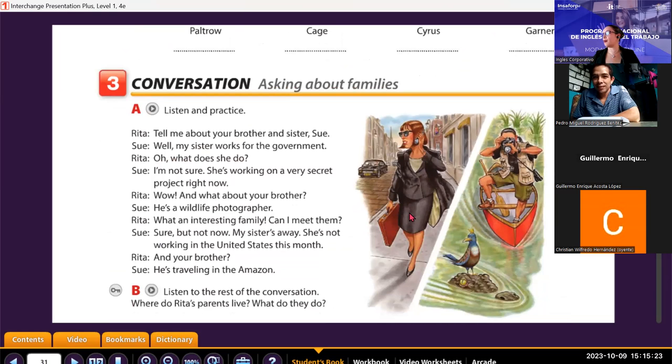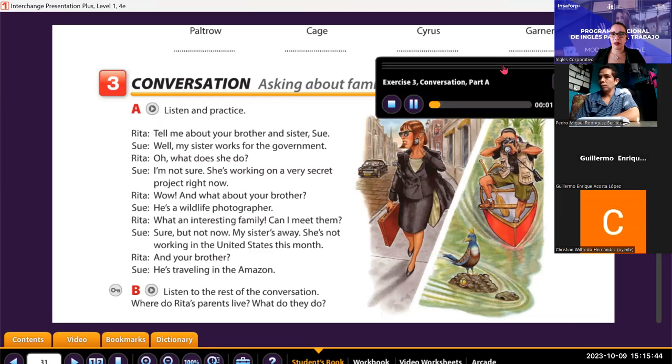We continue talking about families. And in this case, it's a conversation asking about family. Two people here, two different scenarios. So let's listen. And then you tell me if there is a new word or maybe a difficult to pronounce word, and we'll practice.